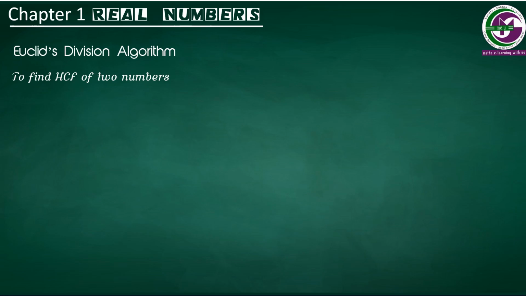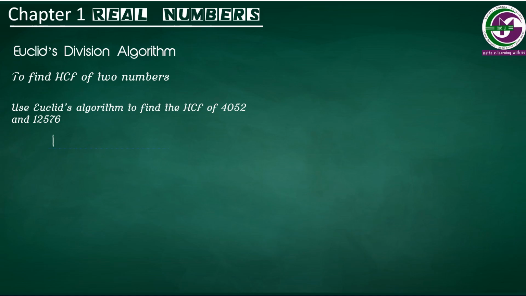So instead of going through the steps, I will explain through an example. Use Euclid's division algorithm to find the HCF of 4052 and 12,572. The first step is to identify which is the larger number. 12,572 is the larger number. You need to write the larger number first.